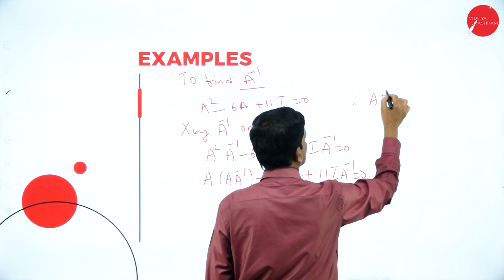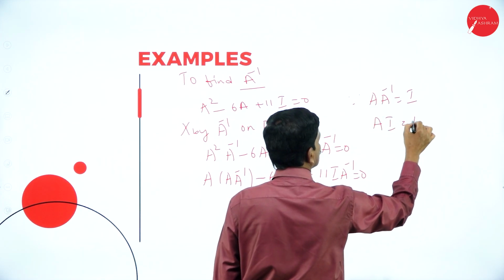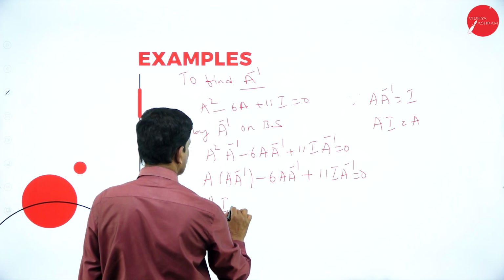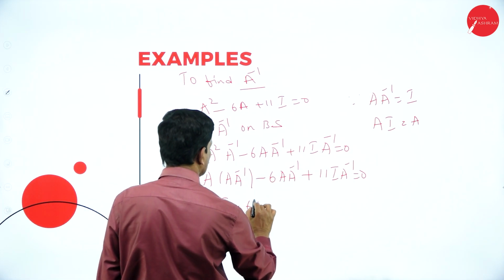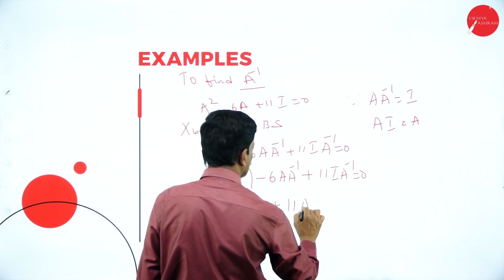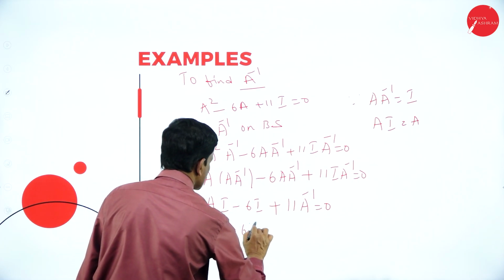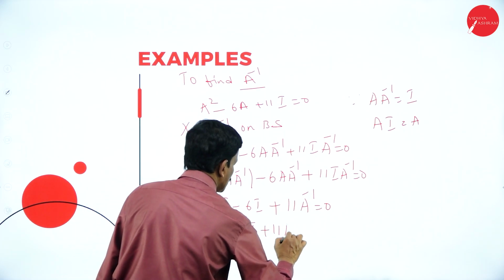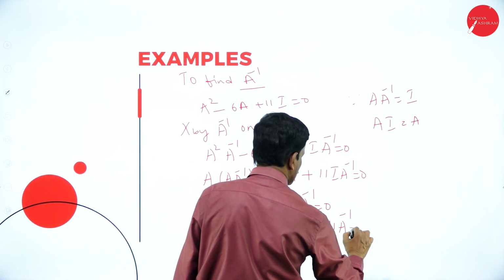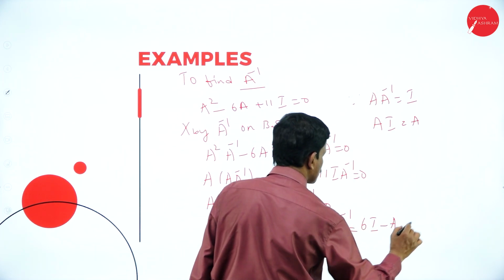Since A into A inverse is the identity matrix, A into I is equal to matrix A itself. A into A inverse is I, 6 A inverse A is I, plus 11 into I into A inverse is A inverse. So, A into I is A, minus 6I, plus 11 times A inverse is equal to 0. Now, therefore, 11 A inverse is equal to, transferring, plus 6I becomes minus 6I and plus A becomes minus A.